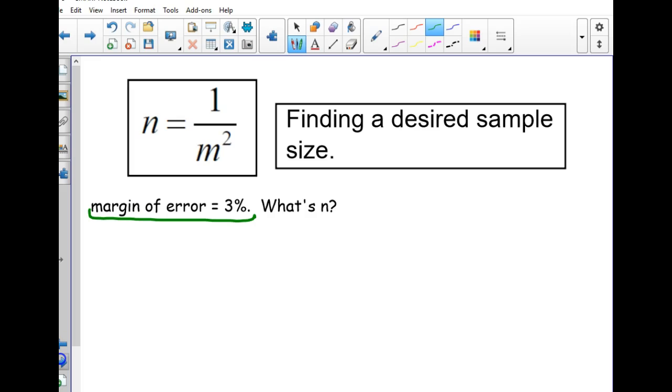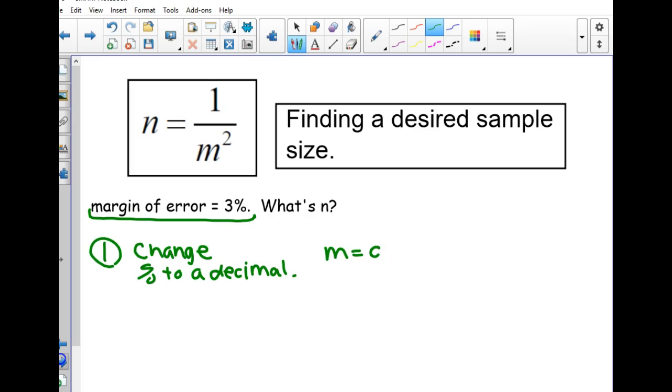Okay, so first step, step 1. Do you notice I have it in a percentage? Do we ever work with percentages in the calculator? No, we work with decimals in the calculator. So we need to change the percent to a decimal. So 3% as a decimal is going to be what? 0.03. So M is equal to 0.03. Then what's our second step and our final step, really?